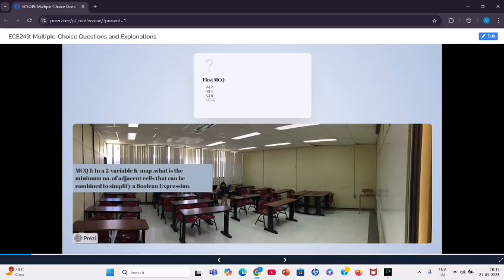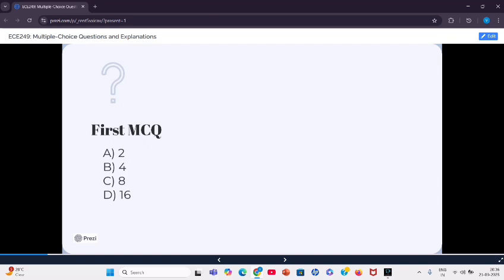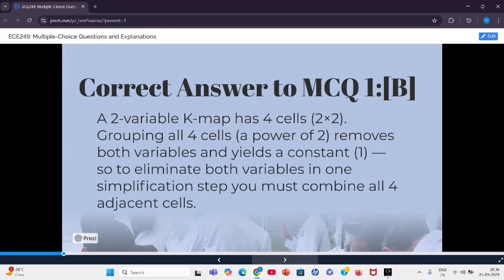So, our question 1 is: in a two variable K map, what is the minimum number of adjacent cells that can be combined to simplify a Boolean expression? Options are option A is 2, option B is 4, option C is 8, and option D is 16. Here they set a two variable K map, and for calculating the cells, the formula is 2 raised to power n, where n is the number of variables. 2 raised to power 2 is 4 cells. So the correct answer is option B.